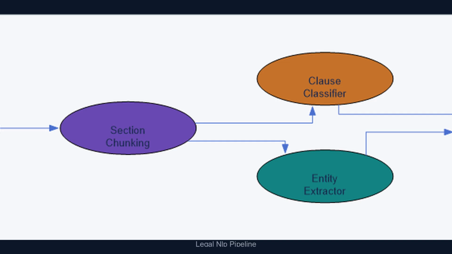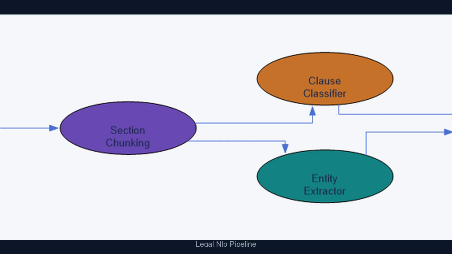From there, section chunking breaks the document into semantically coherent pieces, preambles, recitals, operative clauses. So downstream components aren't trying to process an entire 200-page contract as one undifferentiated block.